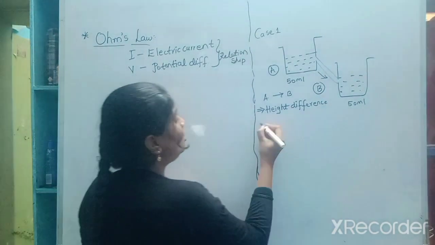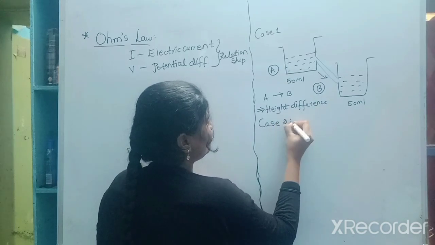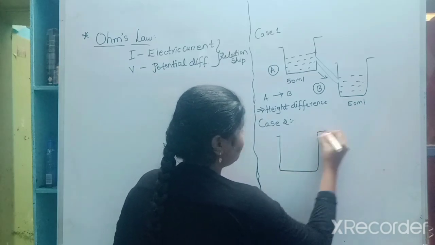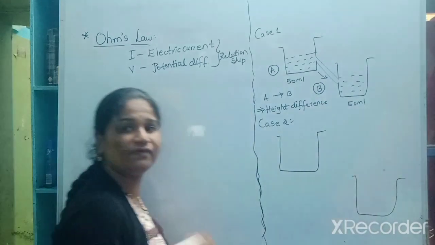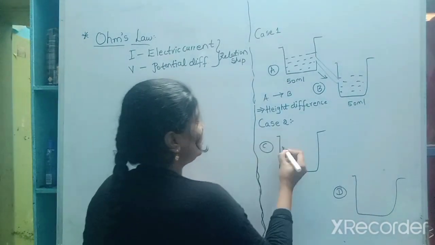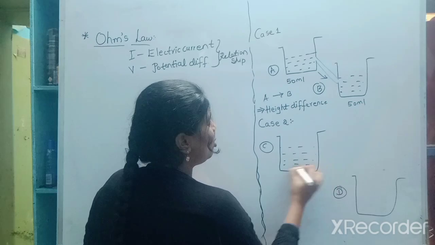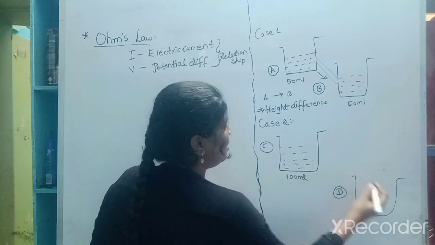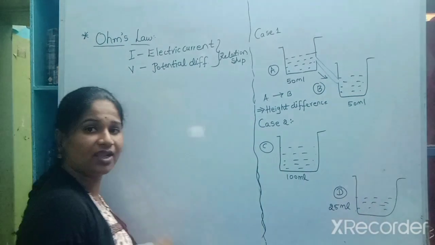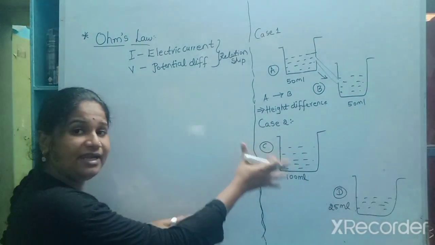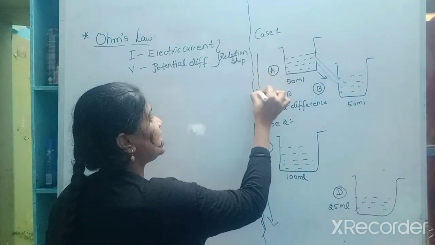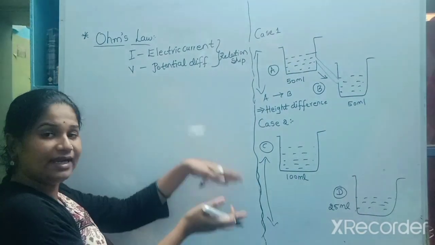Now, we will consider case 2. Here also we will consider two beakers, C and D. Let us take 100 ml of water in the first beaker, that is C, and 25 ml of water in beaker D. And the height difference between the two beakers is quite more than the height difference in case 1. Let us take the difference in height quite more here.